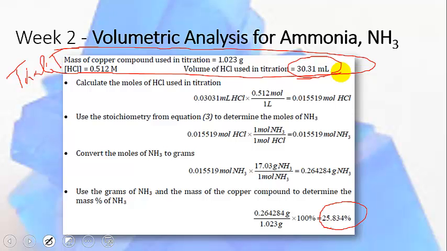This is an error right here. This is supposed to be liters. If you change 30 milliliters into liters, you get 0.0303 liters of HCl. This molarity, 0.512, is what you read off the bottle. If you multiply these together, then you have the moles of HCl.